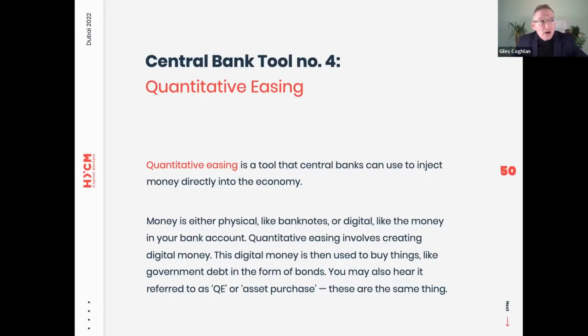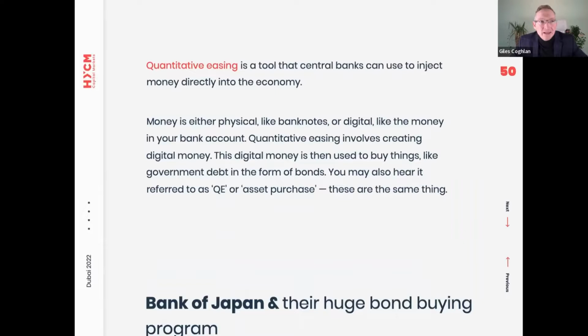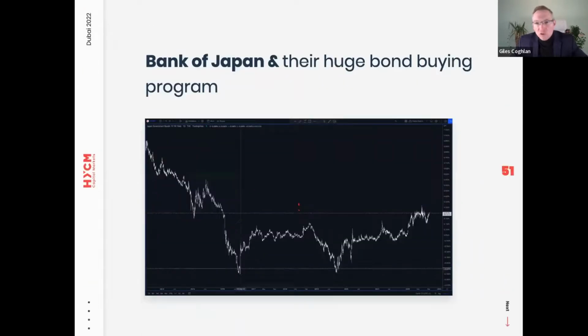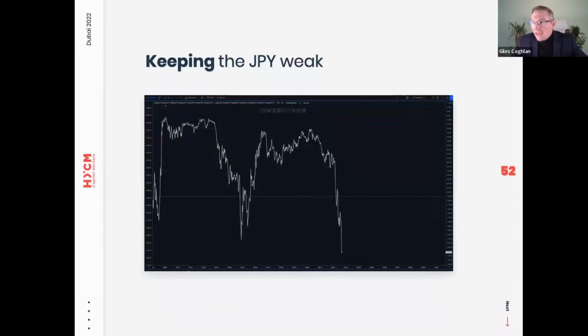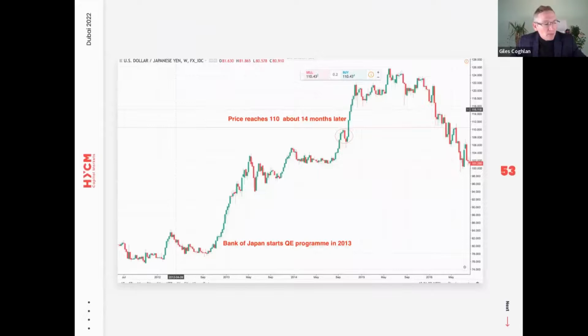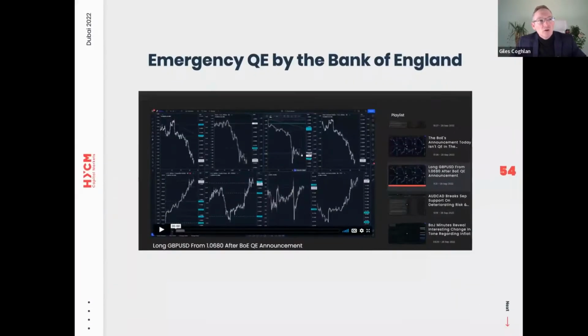Quantitative easing, I'm going to deal with very briefly. It's basically the way that a country injects money directly into the economy, and it basically weakens a currency. You can see the Bank of Japan have had a huge quantitative easing program for years and years, and it's been keeping the yen weak pretty much all year, okay? When the Bank of Japan famously started their quantitative easing program in 2013, you can see the dollar yen moved from about 80 up to about 128. And they just weakened their currency against the dollar, huge move.